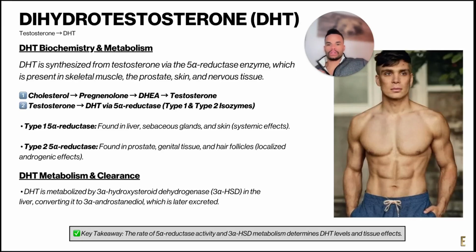Let's talk about DHT, dihydrotestosterone, the end product of androgen metabolism and by far the most potent androgen, which is derived from testosterone through the action of the 5-alpha reductase enzyme in men. It's present in skeletal muscle, prostate tissue, skin, and nervous system tissue, and plays a critical role in muscle growth, performance, and male health. DHT is significantly more androgenic than testosterone.